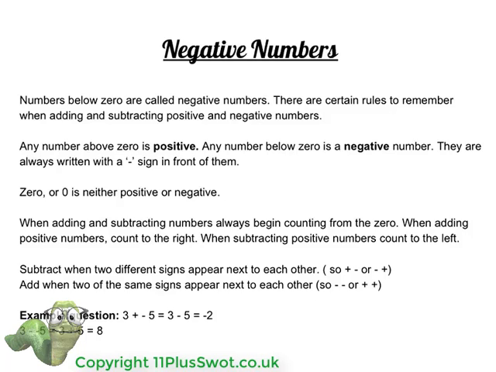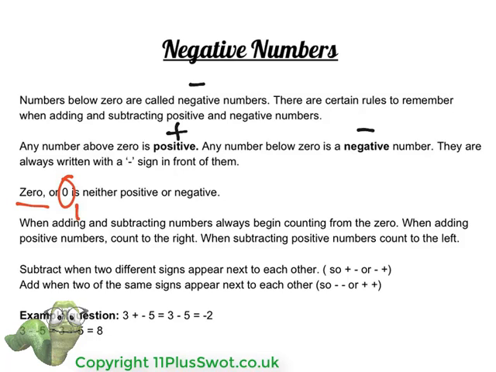Negative numbers. Numbers below 0 are called negative numbers. There are certain rules to remember when adding and subtracting positive and negative numbers. Any number above the 0 is positive. Any number below the 0 is negative. Now 0 is neither positive nor negative.